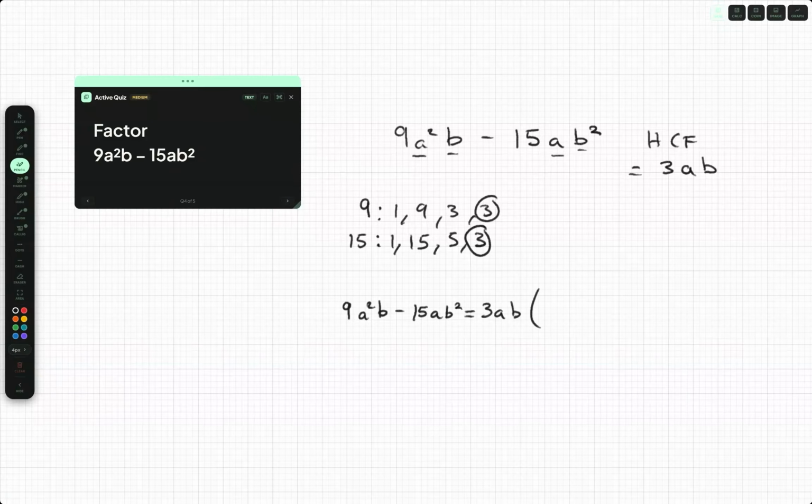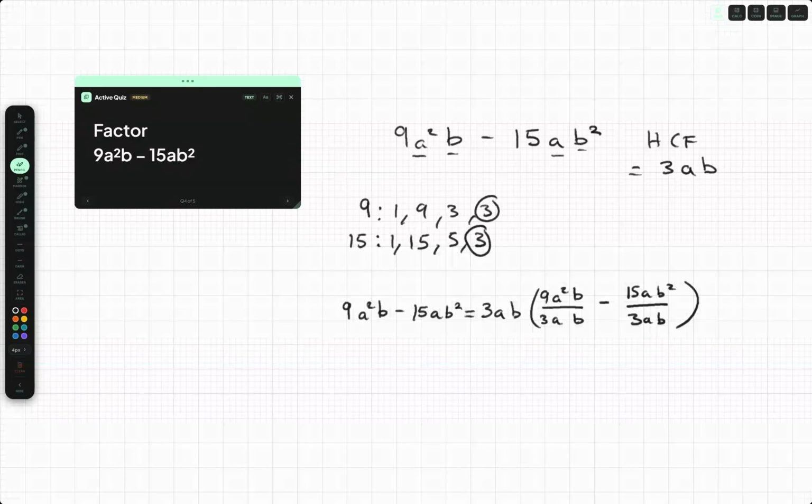(3ab), and we're going to divide these out. And that's 15ab to the power of 2 divided by 3a. Okay, first up, b divided by b will just cancel and be 1. B squared divided by a will just leave us with an a. 9 divided by 3 will leave us with a 3. So this will simplify down to 3a.